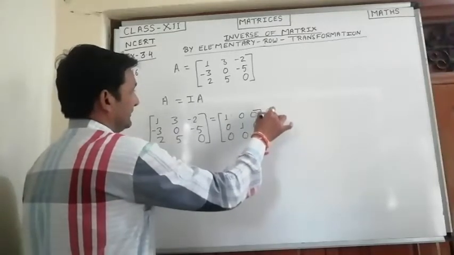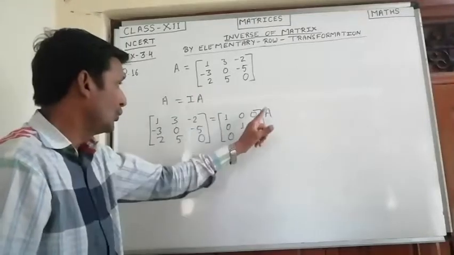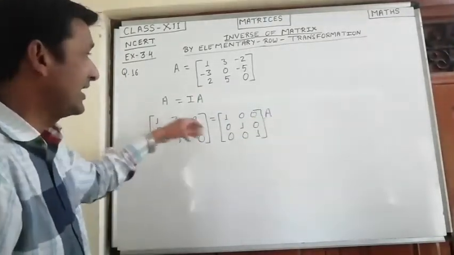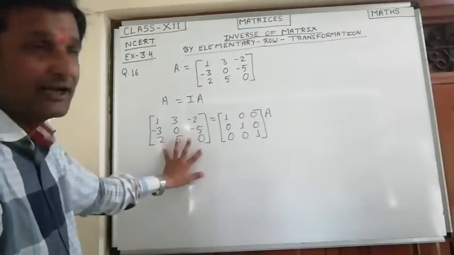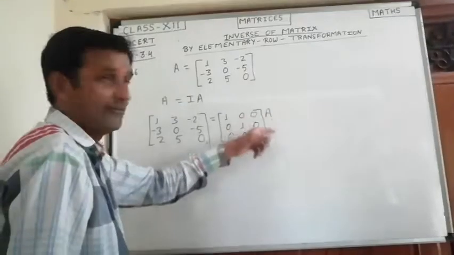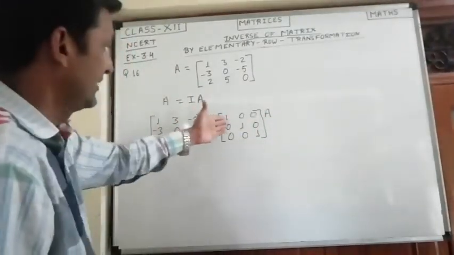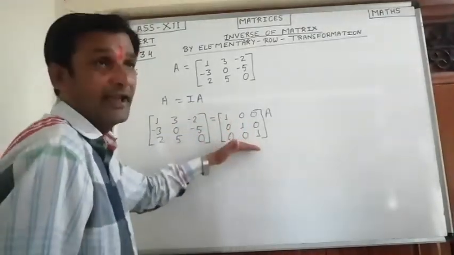into A. What is our aim? Our aim is to transpose this A from RHS to LHS, then it will become A inverse. If we make it the identity matrix, then the solution will become very easy, that A will become A inverse in LHS, and here the part which comes is called A inverse.